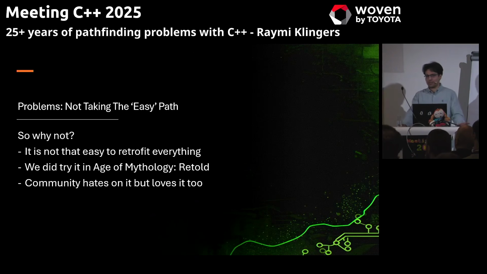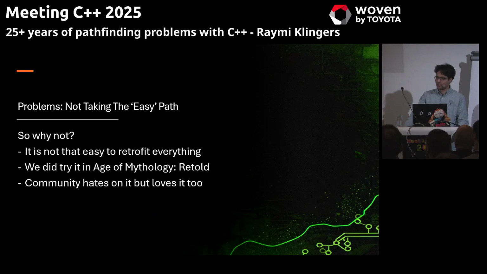So why do we not just do StarCraft 2 pathfinding? Well, we're working on the reboots and remasters. We're not really making new games. It's not that easy to retrofit everything to StarCraft 2 pathfinding. So we would have to rewrite most of the gameplay code if we wanted to do that. We did actually try that in one of the remakes, in Age of Mythology Retold. We tried to approach it with a Boids algorithm. We had mixed results with it.